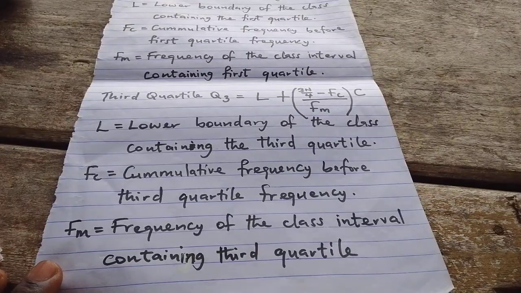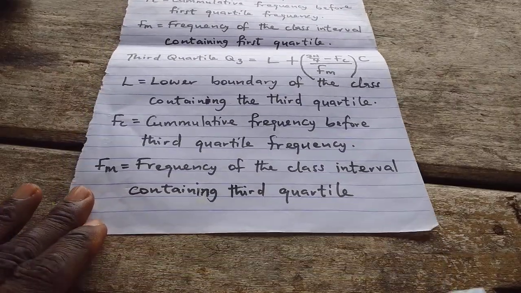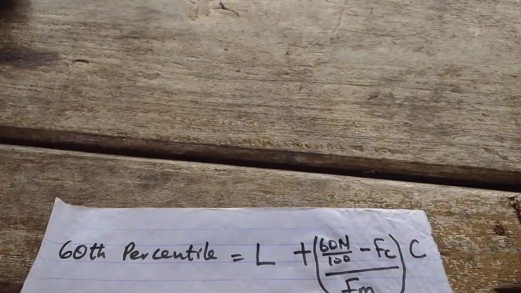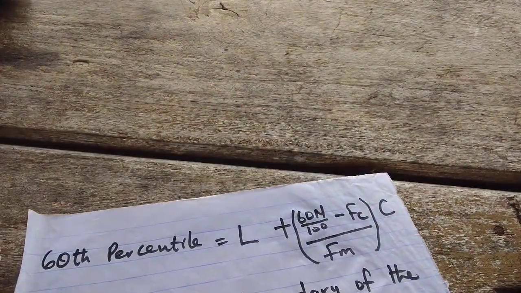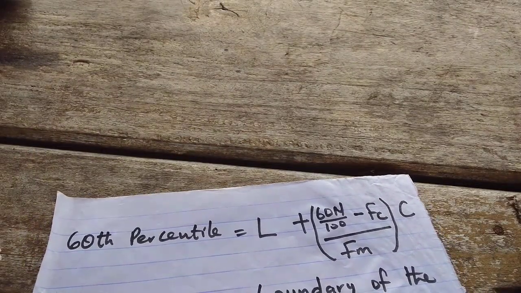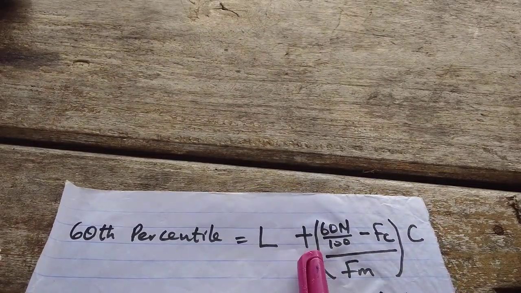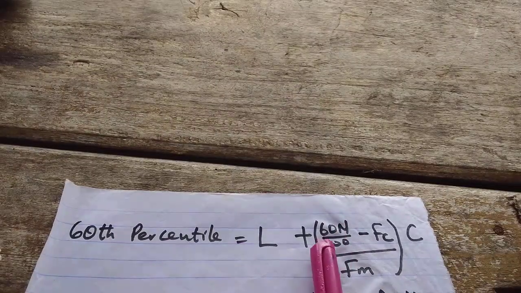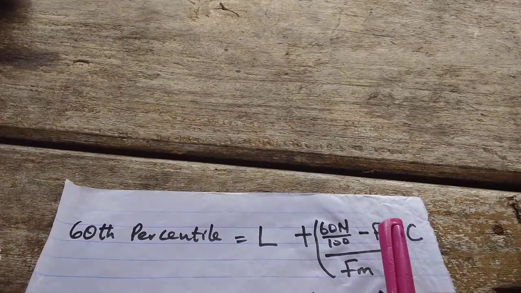Now we want to move on to the 60th percentile. Percentile is an expression in terms of 100. So instead of the 60th percentile, you can have other values, like the 70th percentile, 10th percentile, 20th percentile, and so on. They all follow the same format: L plus, then the percentile you are using. This one is the 60th percentile, so it is 60N over 100 minus FC, over FM, times C.